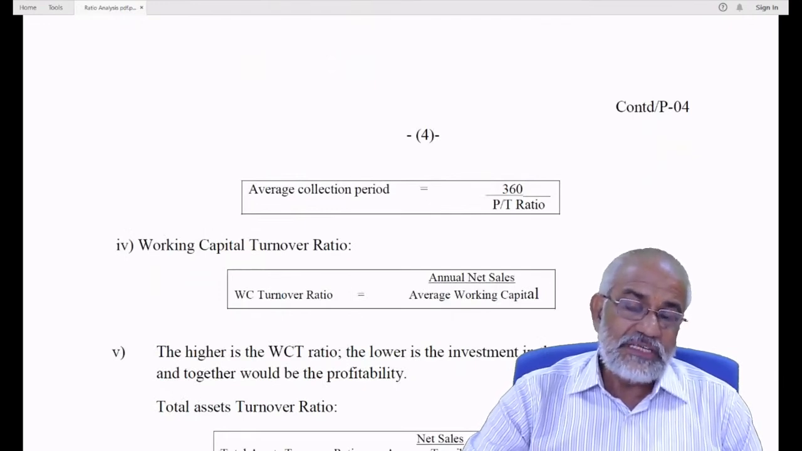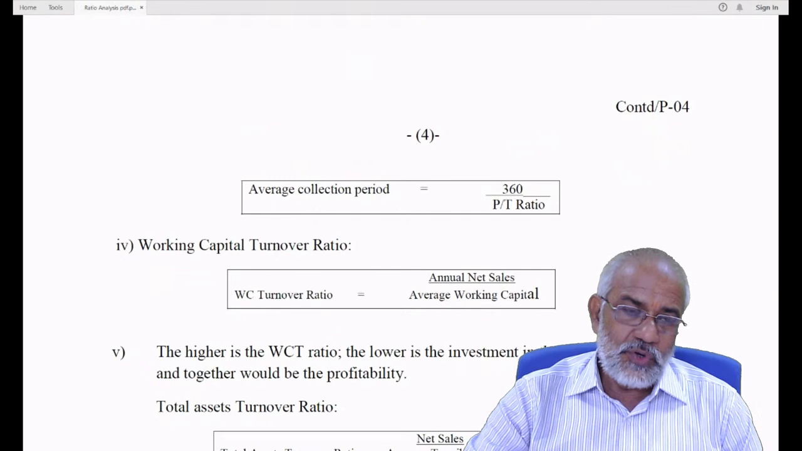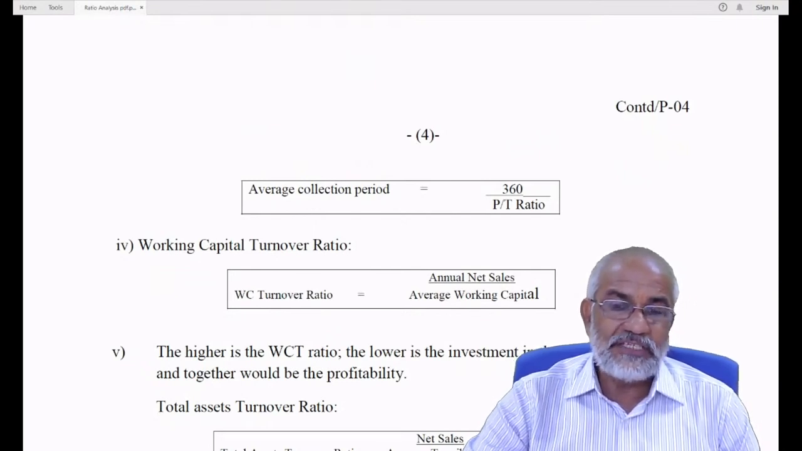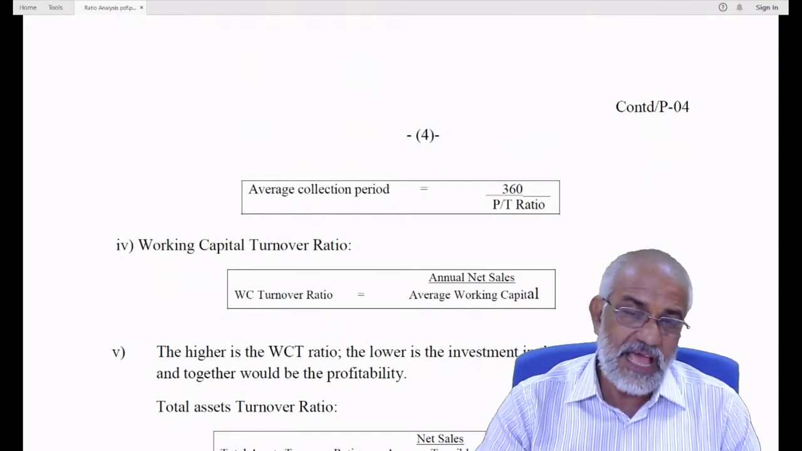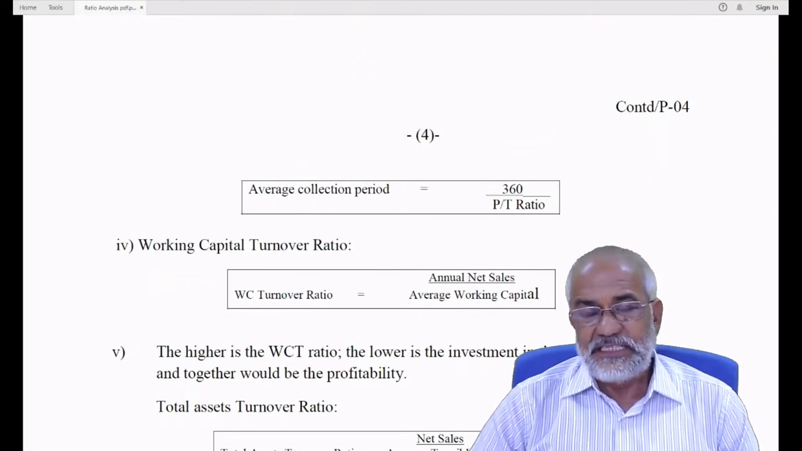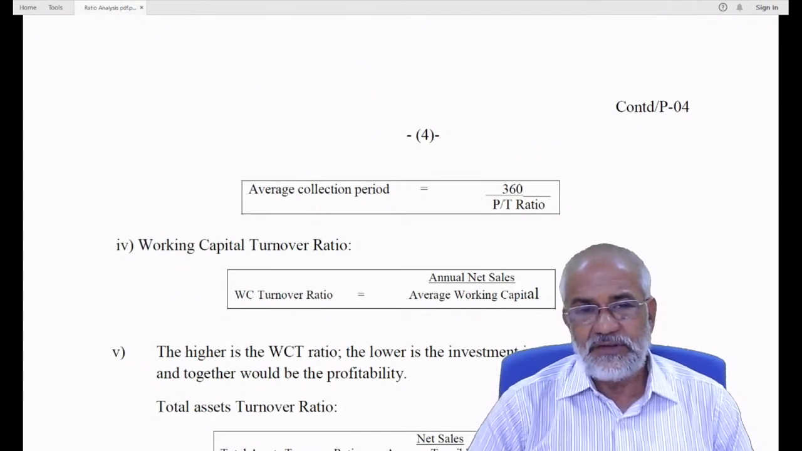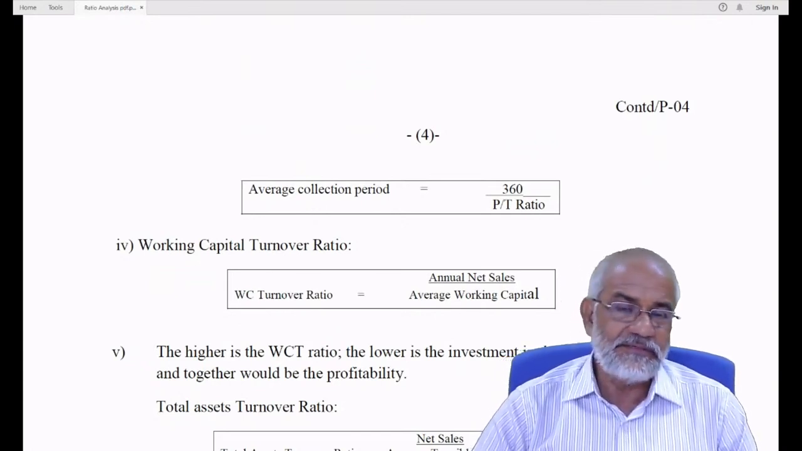Then after calculation of the payable turnover ratio or creditors turnover ratio, we may be asked for computation of the average payment period. In case of debtors, it is the average collection period; here it is the average payment period. 360 divided by the payable turnover ratio or creditors turnover ratio gives the result of the average payment period.